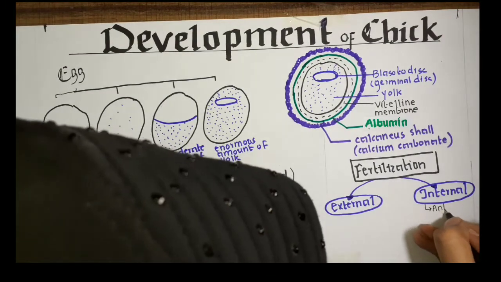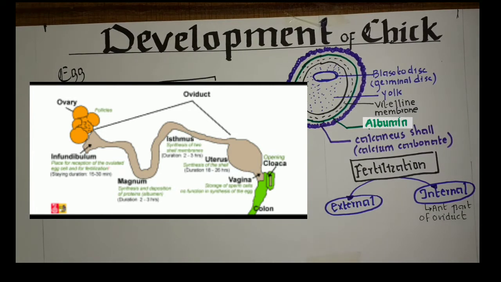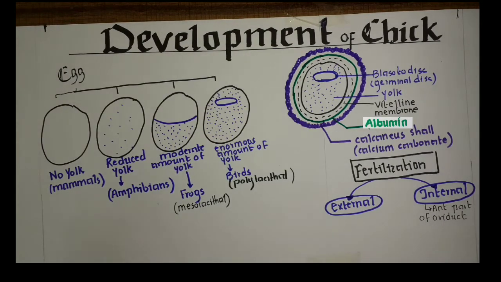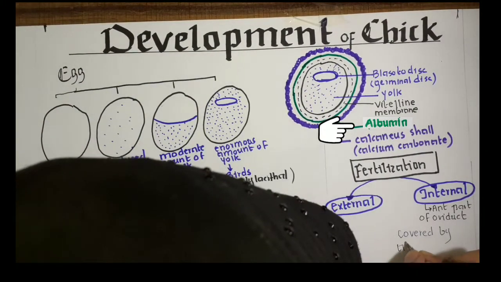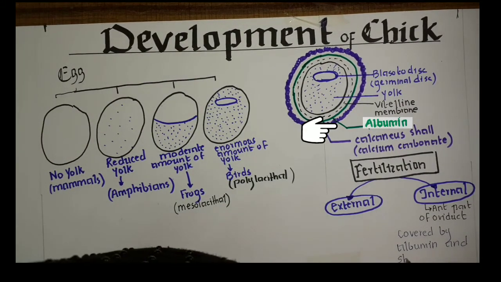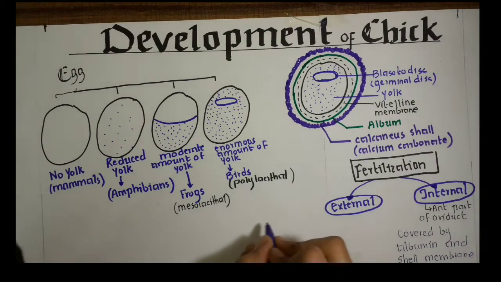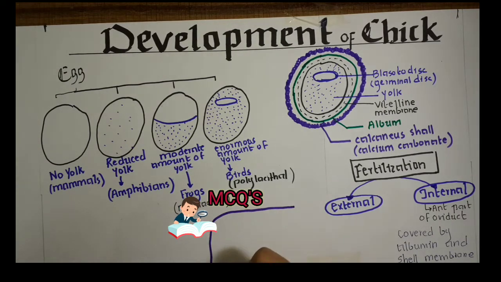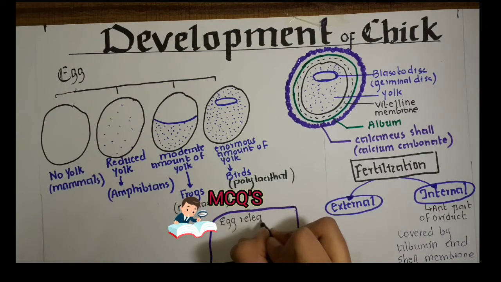And in which part does fertilization occur in chick? In the anterior part of the oviduct. And when it is coming out from the oviduct, it is covered by albumin outside the vitelline membrane, and outside the albumin by the calcareous shell membrane. All these layers cover it when it comes outside through the oviduct. So now we have an important point which you must remember, because it is asked in MCQs and also in the MCAT.